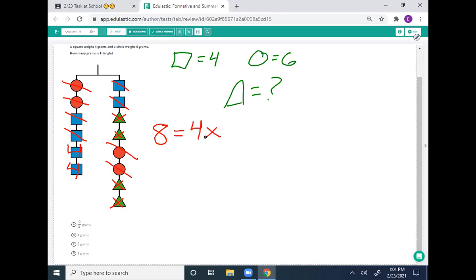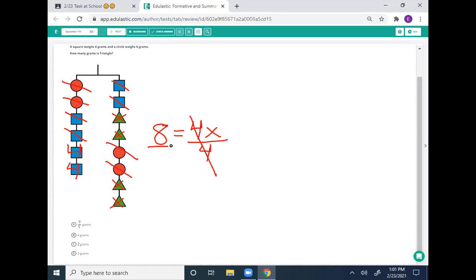What do you think, Avery? You divide 8 by 4. Very good. We divide by 4 on each side. To get a single x, divide by 4 on each side. I'm going to get x is equal to 2.